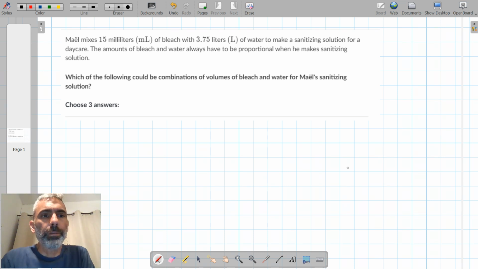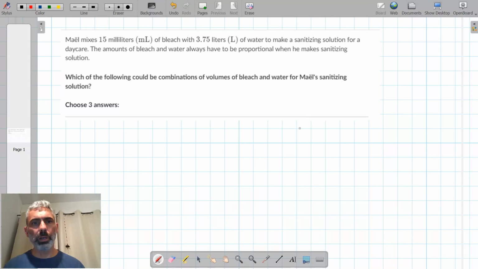Mael mixes 15 milliliters of bleach with 3.75 liters of water to make a sanitizing solution for a daycare. The amounts of bleach and water always have to be proportional when he mixes sanitizing solution. Which of the following could be combinations of volumes of bleach and water for Mael's sanitizing solution?